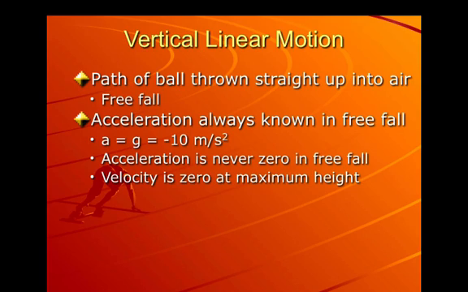However, when you throw something straight up in the air, it must reach a velocity of zero when you reach your maximum height, because that's the point where you're going to turn around. So again, acceleration is never zero, but velocity can be zero when you reach a maximum height, as you throw something straight up or down.